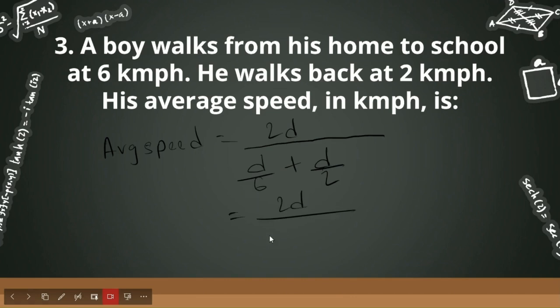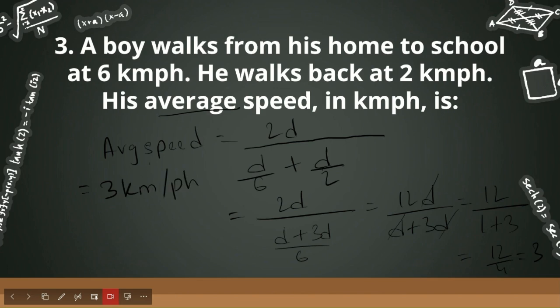What's this coming? If we take LCM, 3d, so 12d by d plus 3d. So all this cancels. 12 by 1 plus 3. So this is basically 12 by 4, which is 3. So what's our answer? His average speed should be 3 kilometers per hour. This is our answer for question number 3.